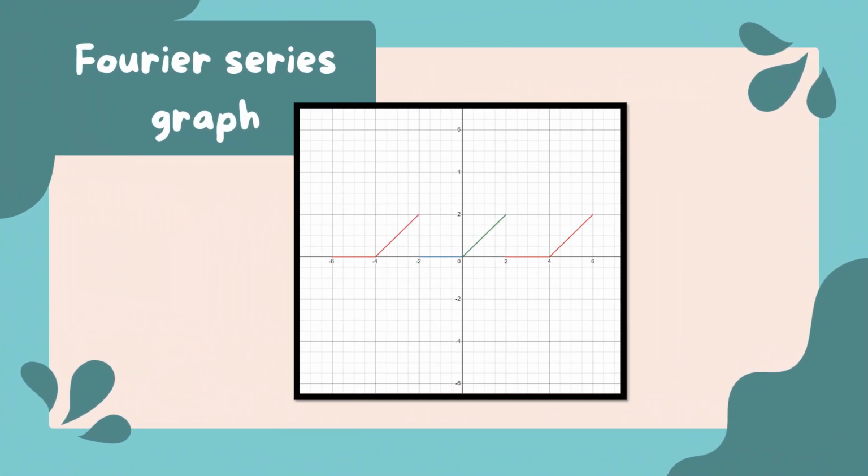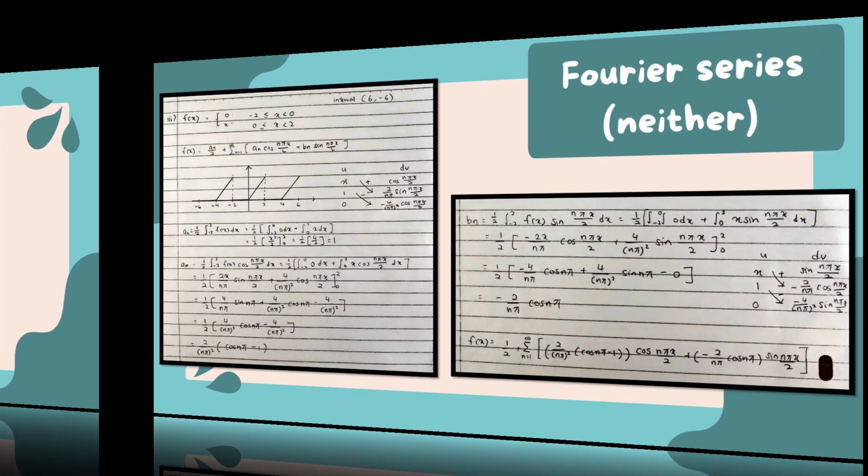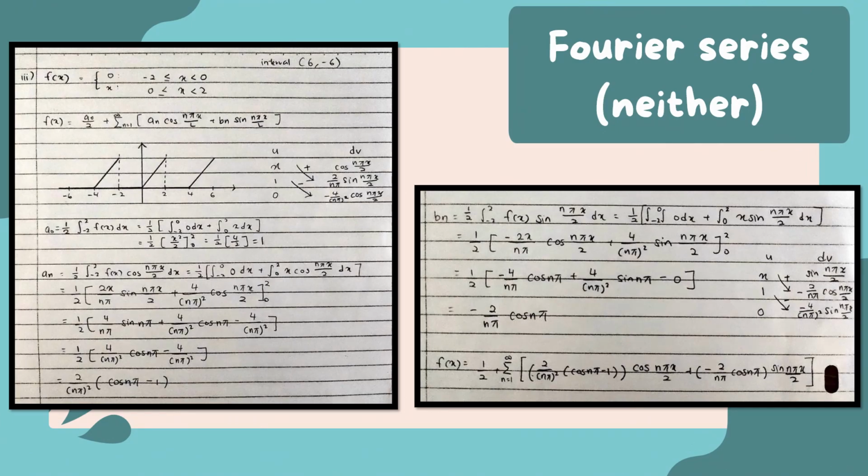For the Fourier series graph, the red line is the exact same copy of the original line. For the Fourier series function, the method will differ from the cosine series and the sine series function. As you can see, the final answer is f(x) equal to 1 over 2, 2 over n pi square times cos n pi minus 1 times cos n pi x over 2 plus -2 over n pi times cos n pi times sin n pi x over 2.